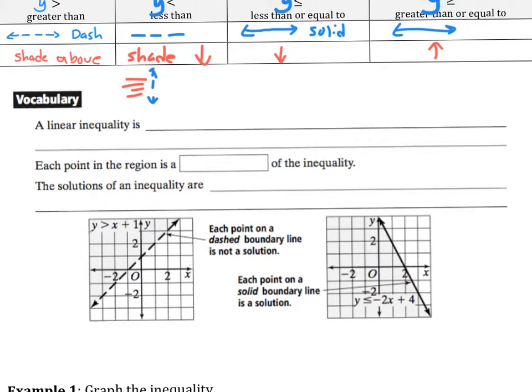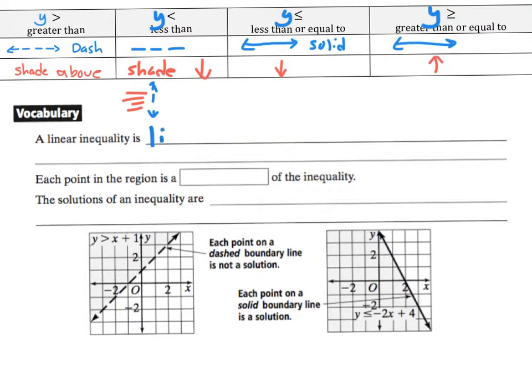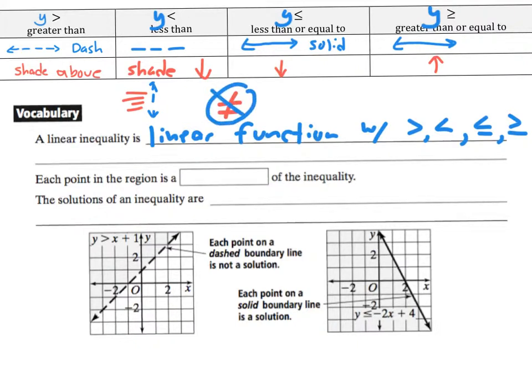So a linear inequality is essentially a linear function with less than, greater than, less than or equal to, or greater than or equal to. Technically, it's true that not equal to is an inequality, but we're not talking about this symbol here, not equal to. Yes, that is true, it's not equal, but we're not talking about that one.